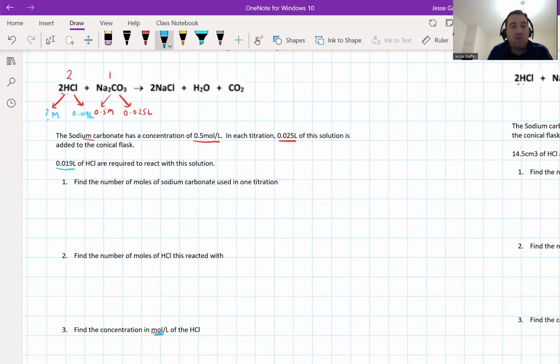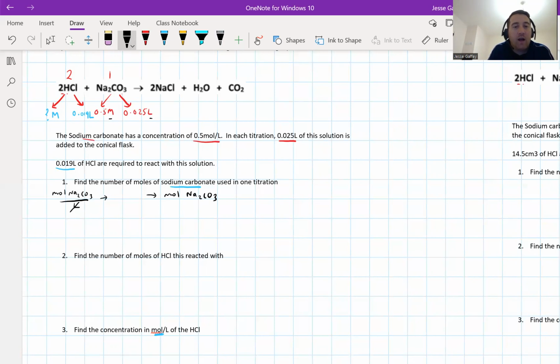First of all, it says find the number of moles of sodium carbonate used in one titration. Well, what do we know about sodium carbonate? We know the concentration and we know the volume that was used. Okay, and we have to find the number of moles. So planning this out here, how would we do this? Well, we know we want to convert to moles of Na2CO3. That's what we want our answer to be in, moles of Na2CO3. And we know that we're starting with moles of Na2CO3 per liter. Okay, so we need to cancel out the liters.